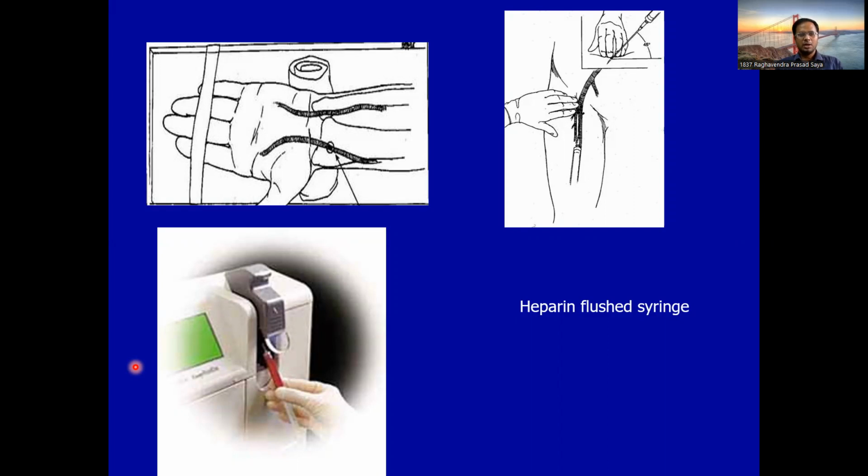Suppose it takes a little more time, then we have to send the syringe in an ice pack so that the metabolism of the RBCs is minimized, so that there is minimal alteration of PO2 and PCO2.